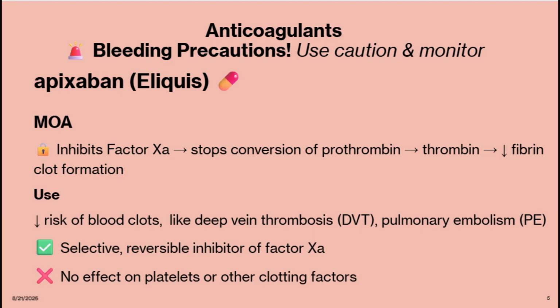When somebody has atrial fibrillation, not only are we trying to control the heart rate, but we're also trying to reduce the risk of blood clots. So we need to consider anticoagulants. These days, our first choice is apixaban, which is Eliquis. And again, with any anticoagulant, our biggest concern is bleeding.